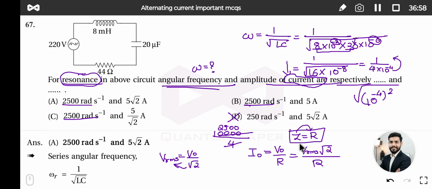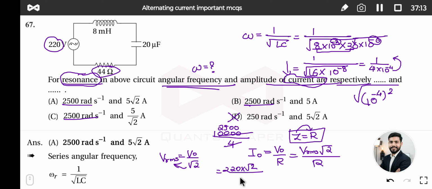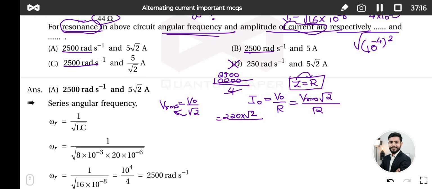So if we substitute the value Vrms, which is given to be 220, so 220 multiplied by root 2 upon the R value. So resistance is 44 ohm. So 44 divided by 44. So 22 2s are 44. So in the numerator 10 root 2 upon 2 is remaining. So 2 5s are 10. So answer is 5 root 2. So the current is 5 root 2 ampere, which is correct answer is A.